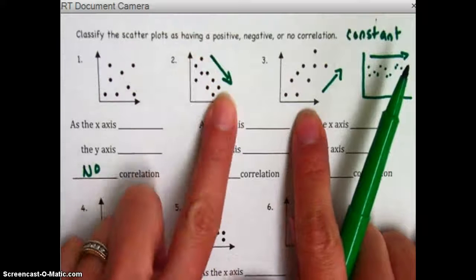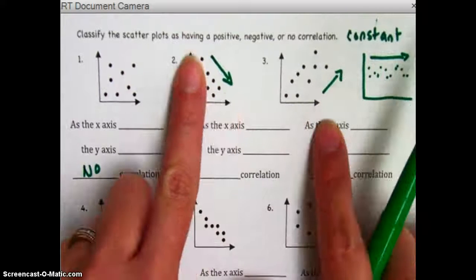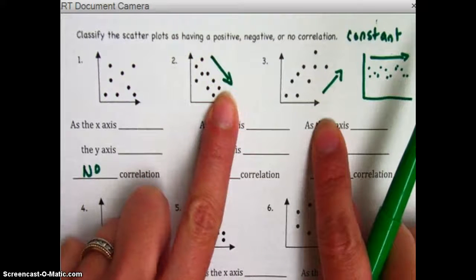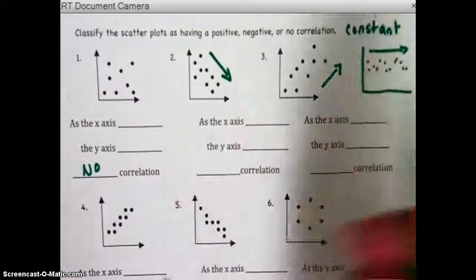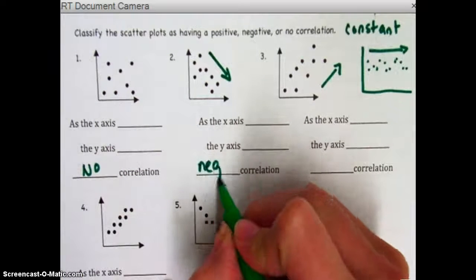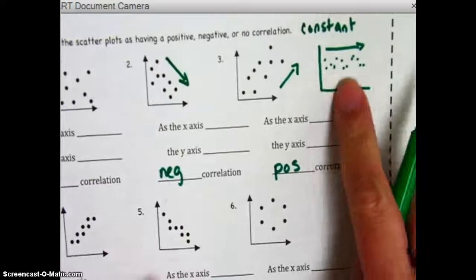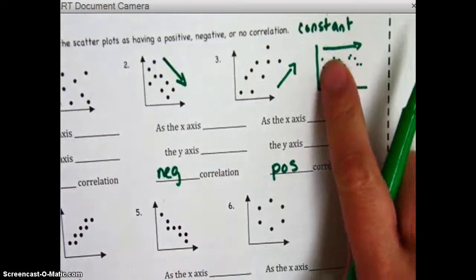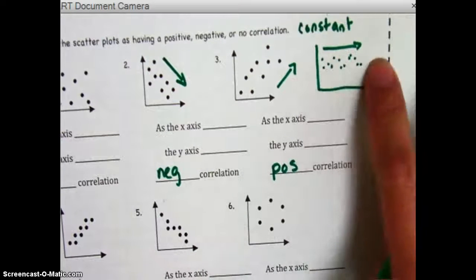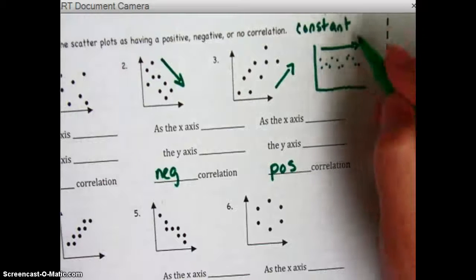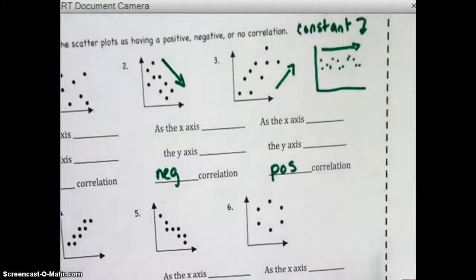If you think about this going down and this going up, when it goes down it will be a negative correlation, and when it goes up it's a positive correlation. And then a constant correlation would be a correlation that's a horizontal line. So this is a constant correlation here.